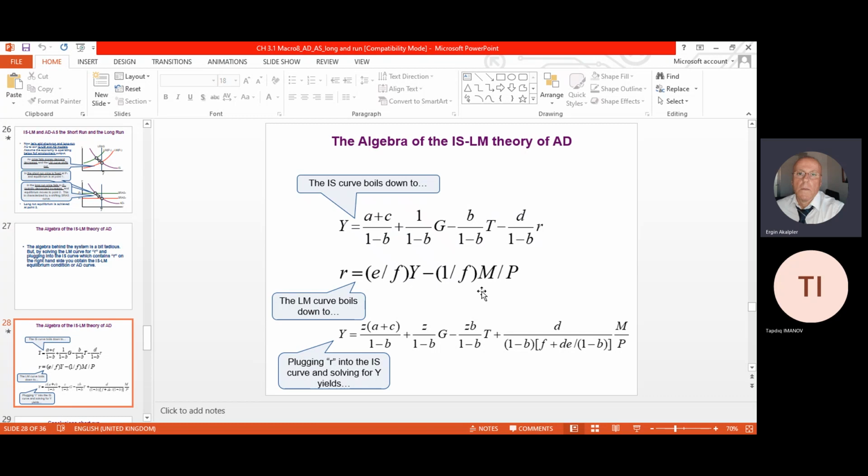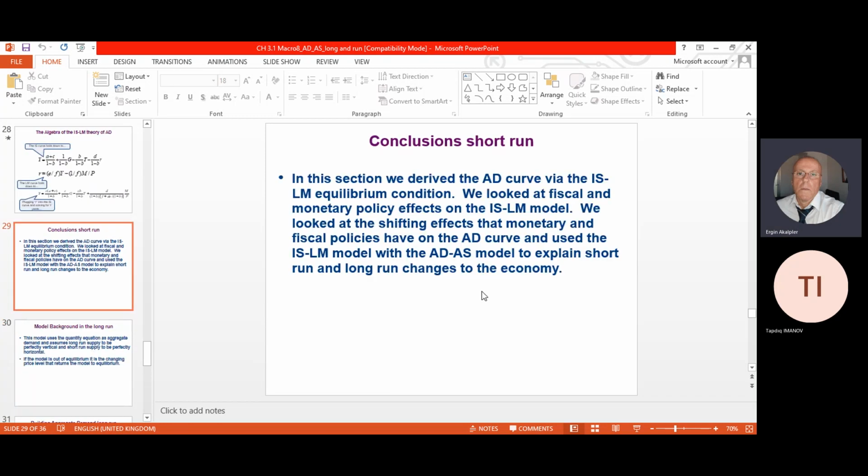But as I said, this doesn't mean you always have to use this output expenditure model for calculating these things. You can simply use the multiplier, or the propensities, to estimate the differentiation of the parameters, or any change in the parameters, to see how it is reflecting and affecting the economy in the simplest and fastest way. As a conclusion for the short run, in this section, we derived the aggregate demand curve via the IS-LM equilibrium condition.